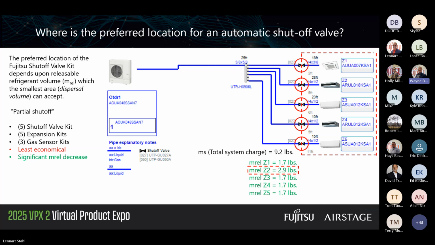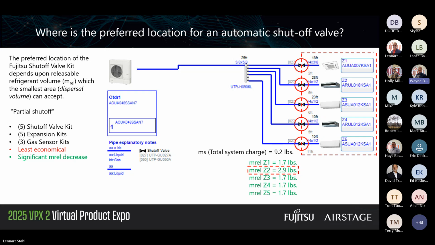So here it's least economical because now we have 5 shutoff valves. We're going to need some expansion kits which act as an interface for the shutoff valves, and we're going to need 3 gas sensor kits. Well, if there's 5 units, why do we only need 3? That's because the 2 ARUL units, those are ducted units, those come with the gas sensor already as an integral part of the unit. The upside of this is a significant MREL decrease.